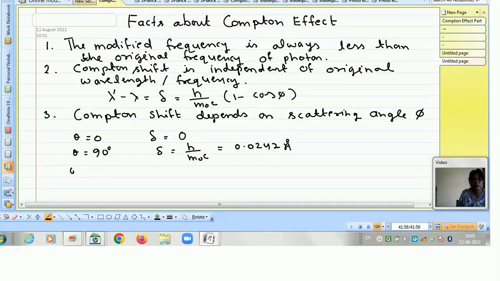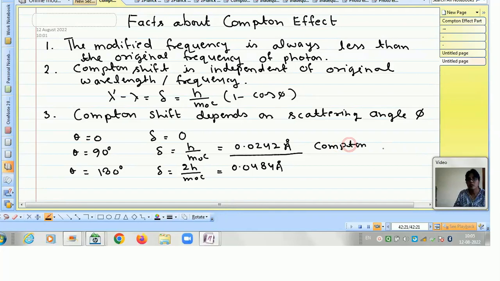And if theta is equal to 180 degree, then delta is equal to 2h upon m naught c, which is equal to 0.0484 angstrom. Now this value, 0.0242 angstrom, is termed as the Compton wavelength. This value is only 0.001% of the wavelength of visible light.